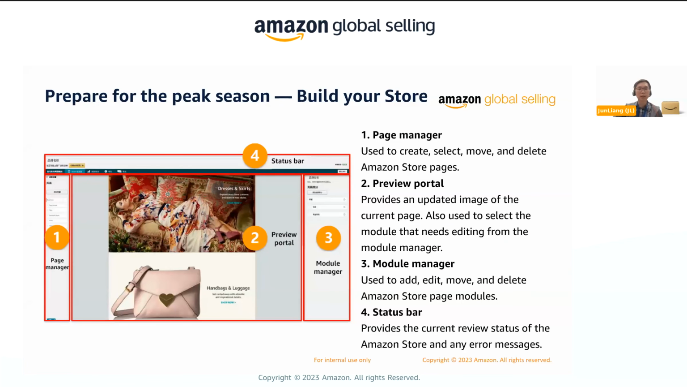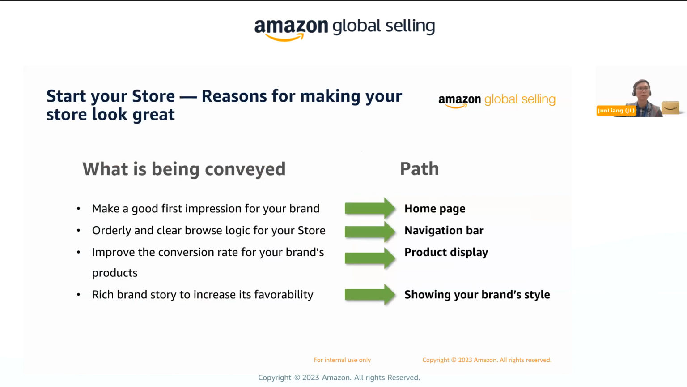So this is how it looks like. Once you have the feature unlocked, there are different components. There is a page manager, preview portal, module manager, and the status bar on top. I think this is hard to convey here, but once you get access, it's easier for you to go in and play around with the different features available. Just note that there are these features available for you to elevate your brand using a brand store.